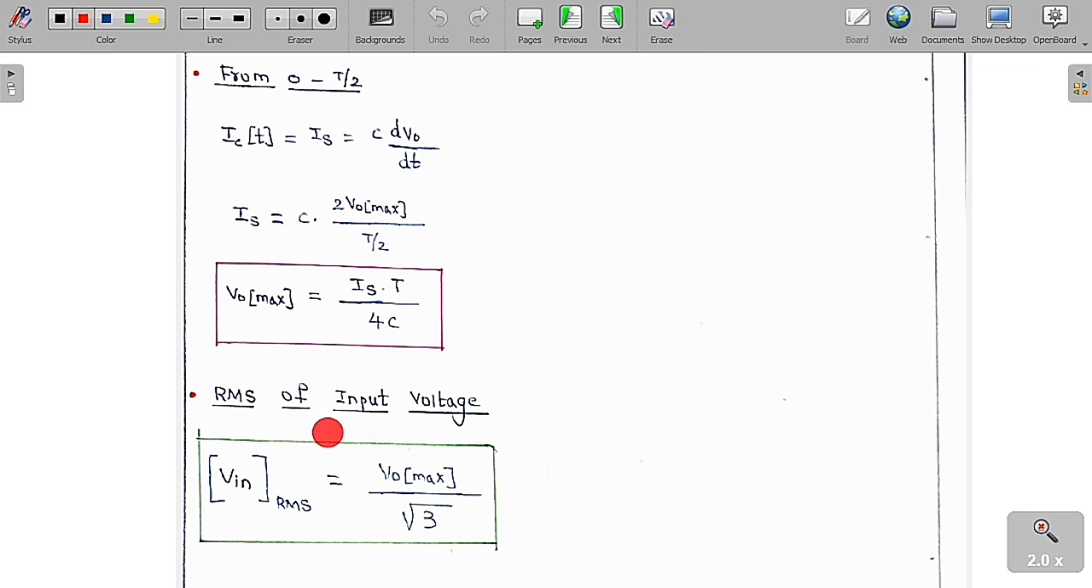I want to find the RMS value of the input voltage. The input voltage and the output voltage are both of the same shape. The output voltage is triangular in shape, whereas the input voltage is a clamp shape, so both are going to have the same RMS value. So the RMS value of the input voltage is equal to the RMS value of the output voltage, which is maximum value by root 3, that is V0 max by root 3.